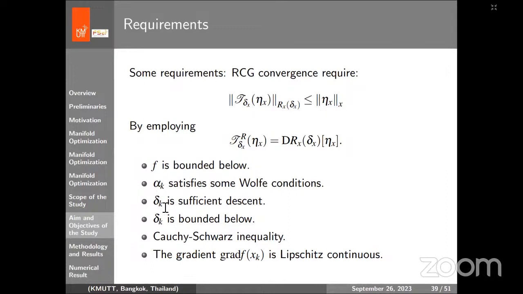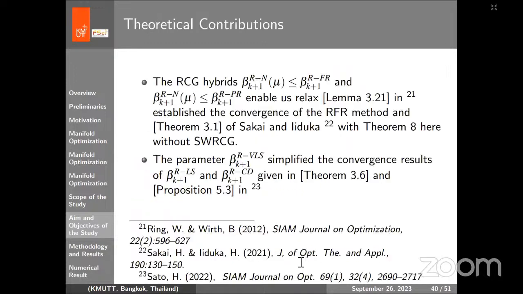In order to show the convergence of the algorithm, we need to show that dk is a sufficient descent direction and also bounded below. Then the gradient is Lipschitz continuous. So based on this, we establish the convergence of our algorithm. These are some of the main theoretical contributions of our work to the literature of Riemannian optimization.